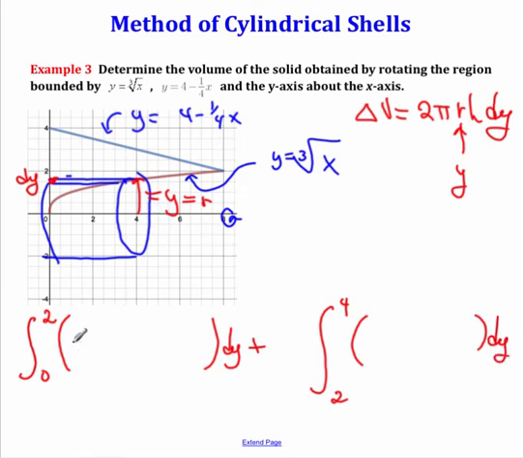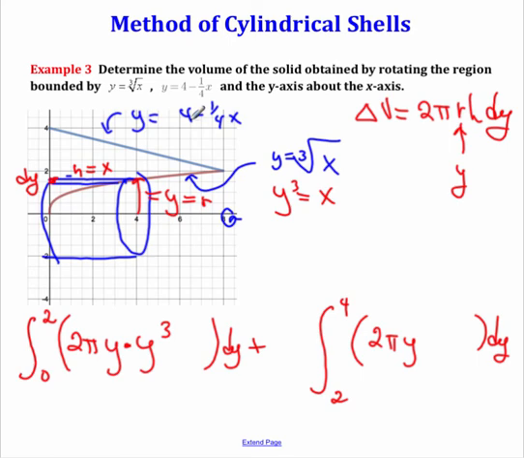And for the first one, we're going to have 2 pi y times the height. The only thing I need to do is figure out the definition of the height. Okay, so for the shell that's between 0 and 2, the height is going to be the x-coordinate. So I do have to rearrange this, so y cubed is equal to x. So it's going to be times y cubed.